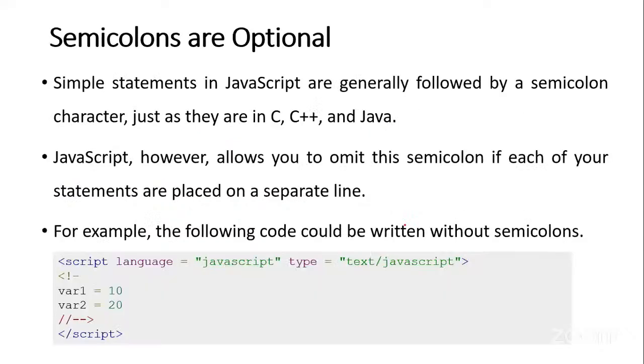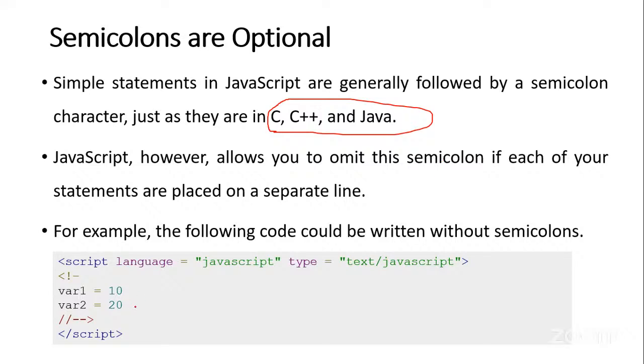And coming to the semicolon, in C, C++, Java, that is mandatory. Every statement must end with a semicolon. If you miss the semicolon in C language, that raises an error. This is the same in C++ and Java also. But coming to JavaScript, it is optional. If you want to write it, you can. Otherwise, without writing the semicolon also, the JavaScript code will be executed.